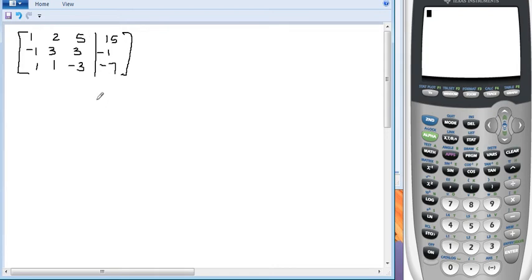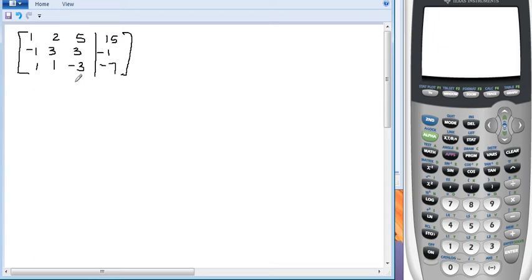Another rule is I can add and subtract rows and replace any row with that answer. So for instance, I could add these 2 rows here and replace this entire row with the answer to the addition of those 2 rows.